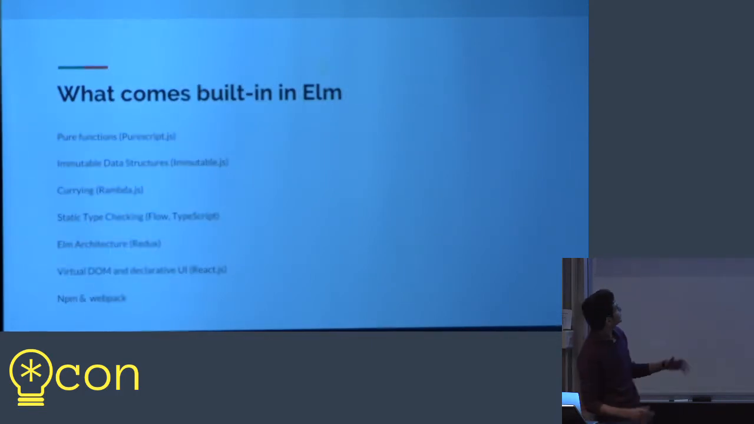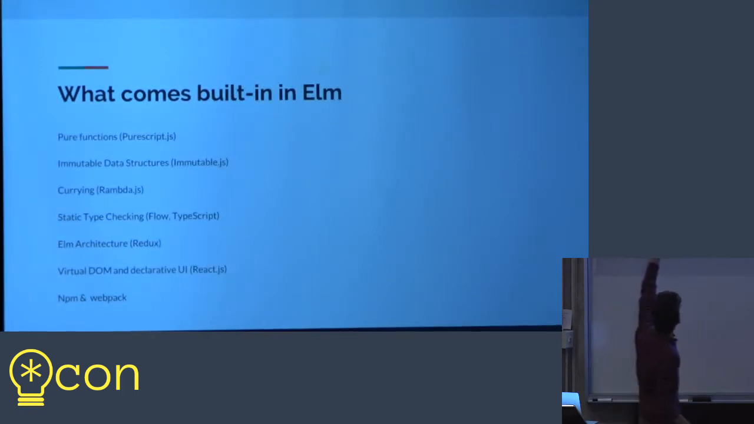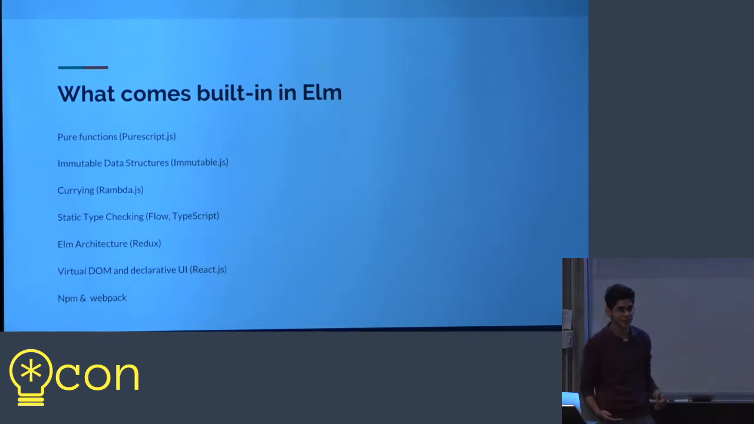So what comes built in Elm? What you see on the left is the features, and in brackets, you see the libraries that you need to install in JavaScript to get those functionalities that come built in Elm. So pure functions, immutable data structures, currying, type checking, et cetera. I had a friend who said that you could just install all these libraries and write functional code and good code in JavaScript. And that's why he liked JavaScript, because you could always then do things imperatively like you do in traditional JavaScript. Needless to say, we're not friends anymore.